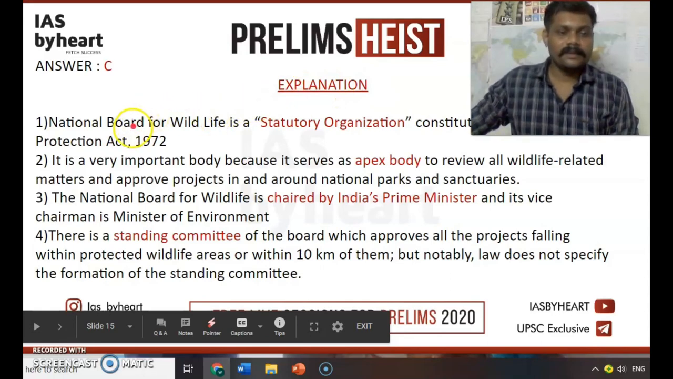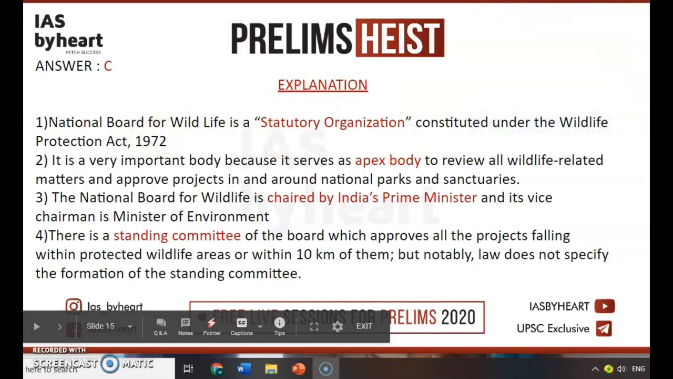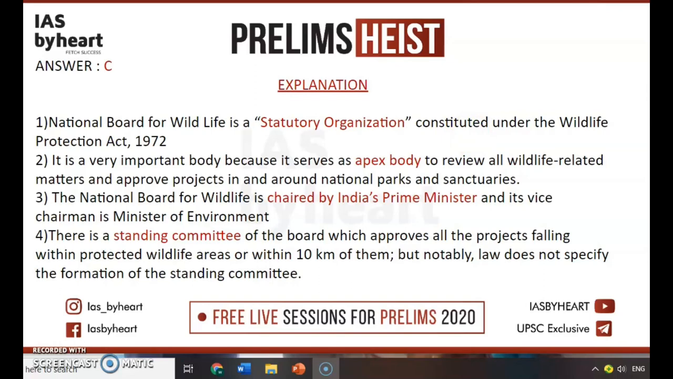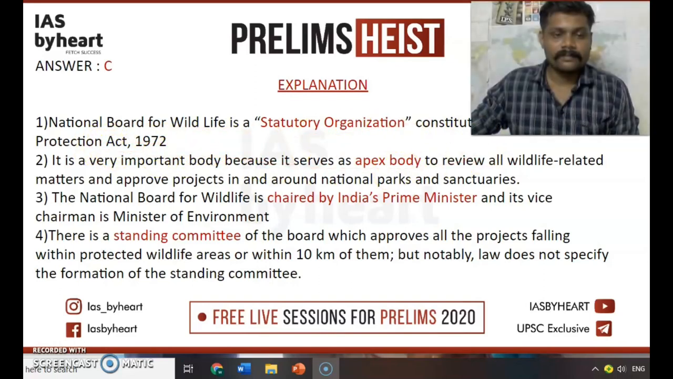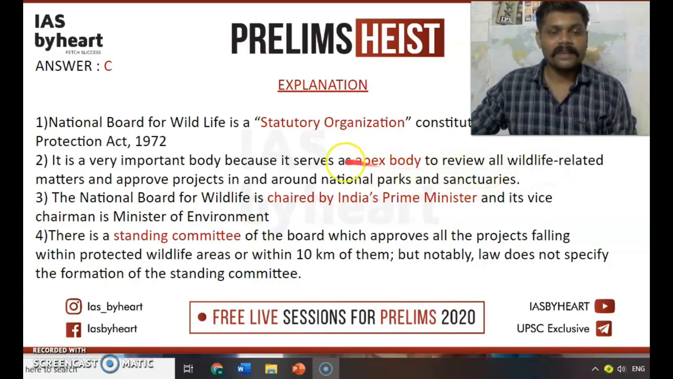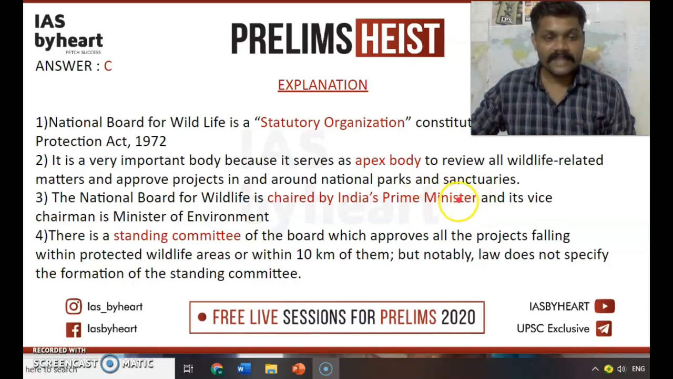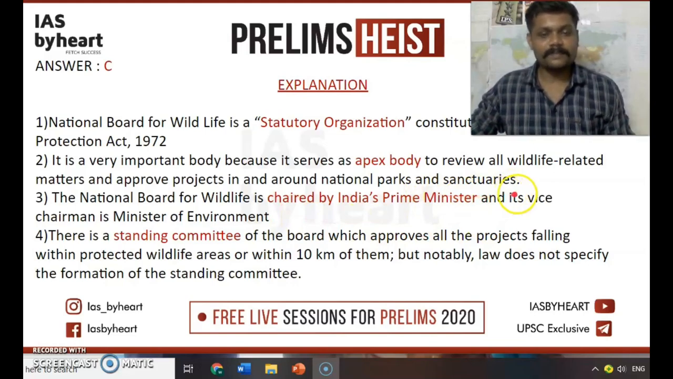See, the National Board for Wildlife is a statutory organization constituted under the Wildlife Protection Act 1972. This is a very important body, maybe the apex body to review all wildlife related matters, and moreover they approve the projects in and around the national parks and the sanctuaries. This National Board for Wildlife is chaired by our PM, and it is assisted by the Ministry of Environment. That is, the Vice Chairman is our Minister of Environment.